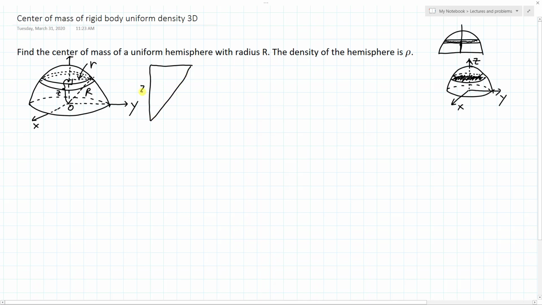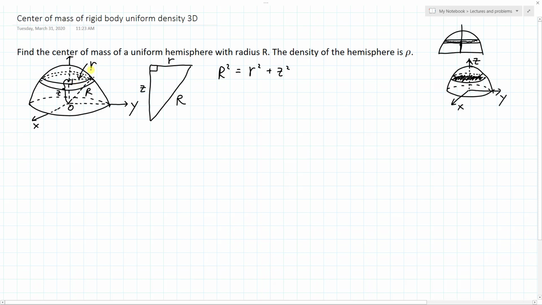Alright, so this vertical side is z, and this is lowercase r. So we just realize the relationship is capital R squared equals lowercase r squared plus z squared, right? If you want to find out the mass of this slice, you need to find the volume of the slice. Assuming it is a disk, we need to know the thickness, which we can call delta z, and also the cross-sectional area, which is pi lowercase r squared.